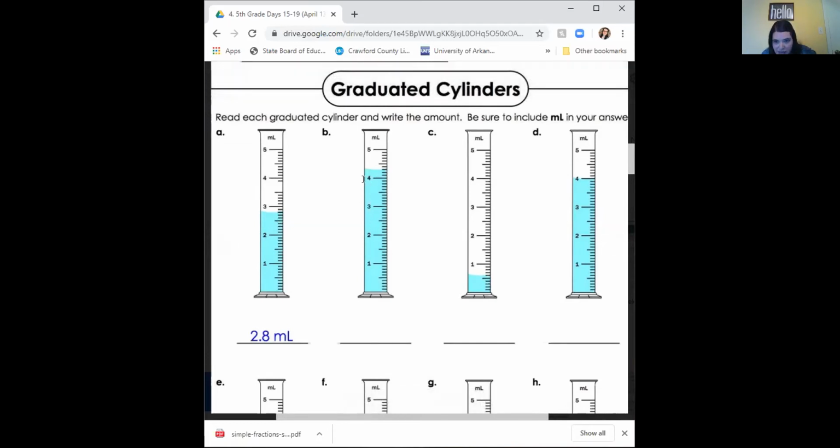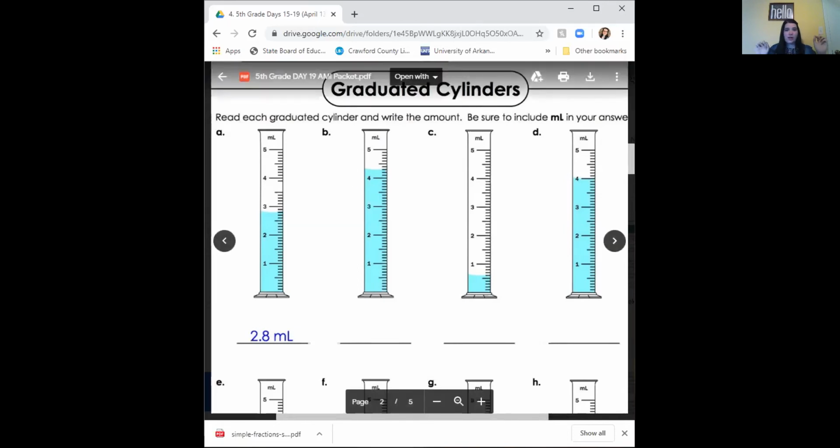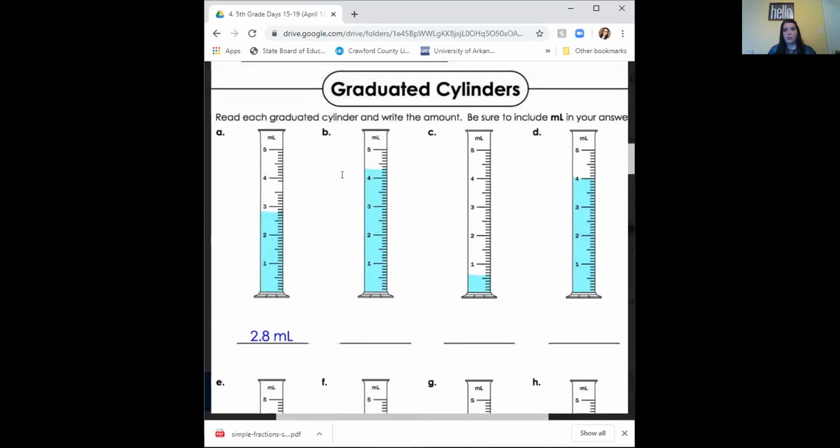So this one, here's my main big number that it passes, which is a 4. And then it goes up 1, 2, 3 little dashes. So it'd be 4.3 milliliters. You start with the big number that it passes. That's your whole number, 4. And then you put your decimal point, and however many smaller dashes it goes is what comes after that decimal point. So on B, it's 4 point, and then you count the little dashes. 1, 2, 3. So it'd be 4.3, and then you put your ml for milliliters. So B would be 4.3 milliliters.